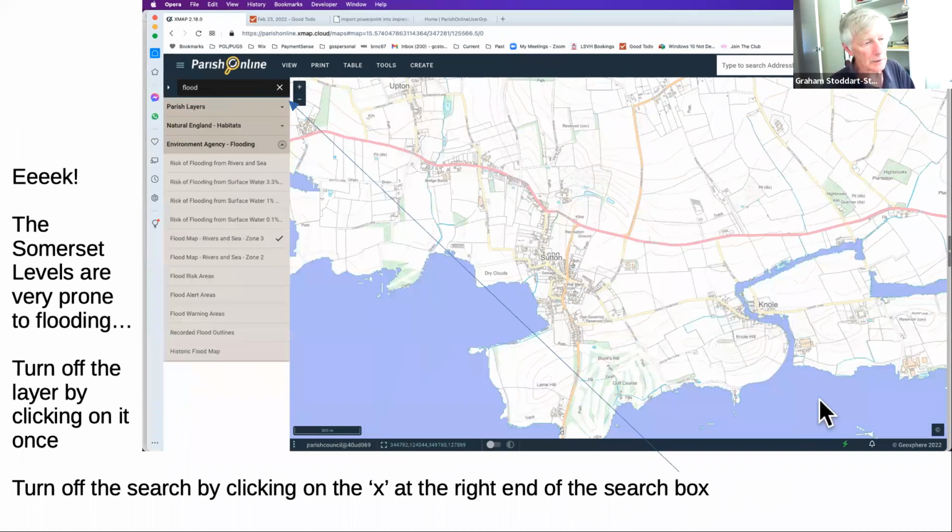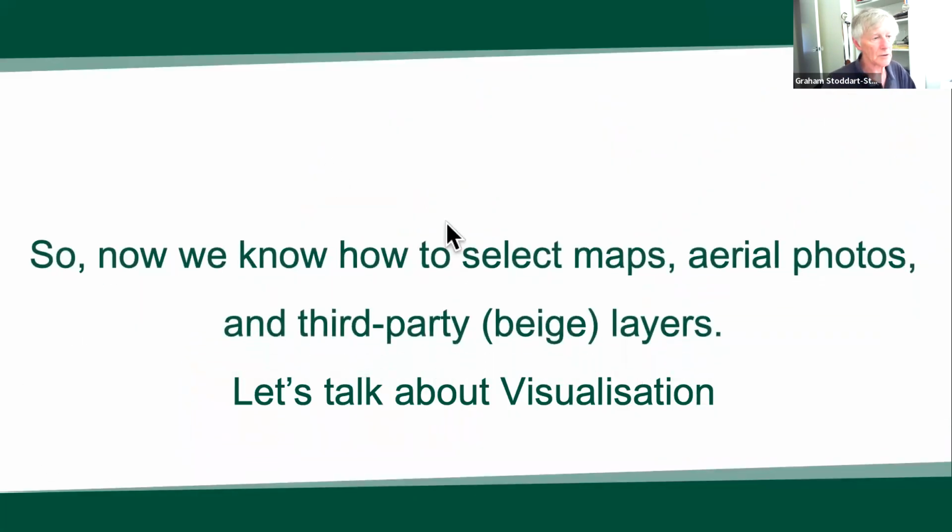So very useful if you're a planner and you want to know whether someone is going to build a house. Do they realize it's going to spend 3 months of the year underwater? When you've finished, just click on the X and we go back to normal. So just to give you a summary, we've shown you how to select maps from the green boxes, or the aerial photographs from the green boxes, and particular layers from the third-party beige colors.